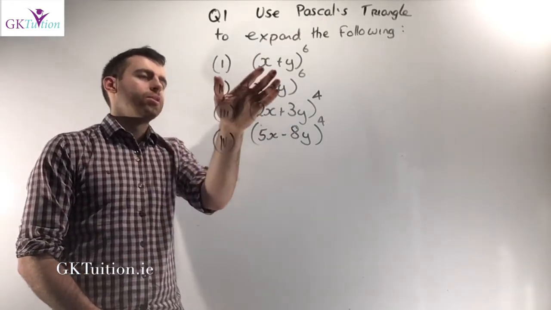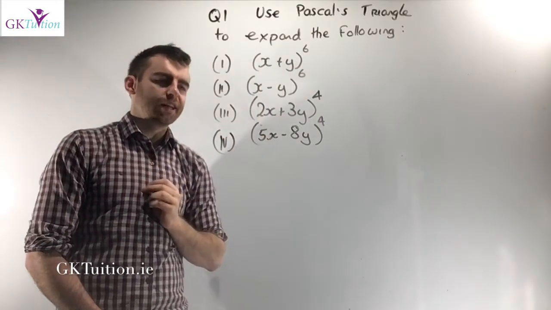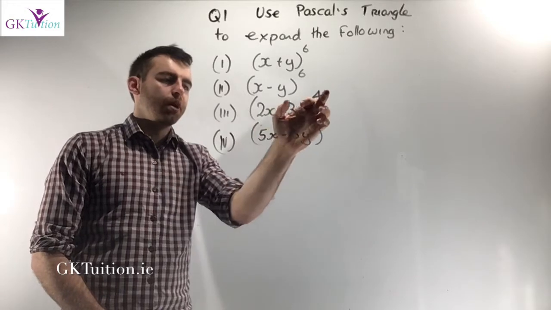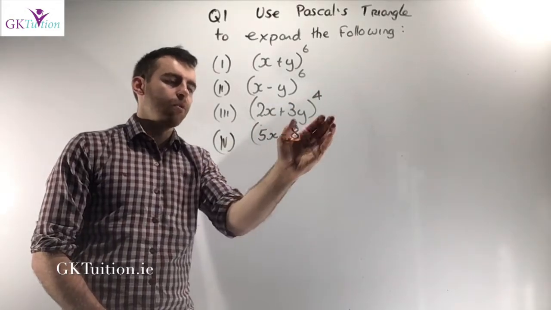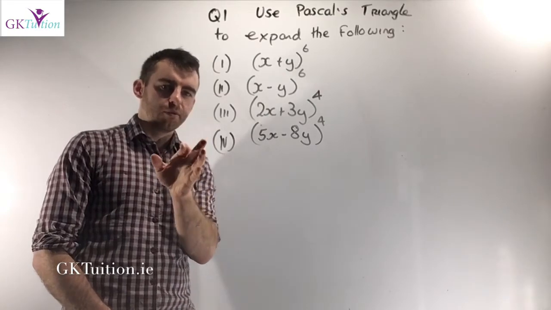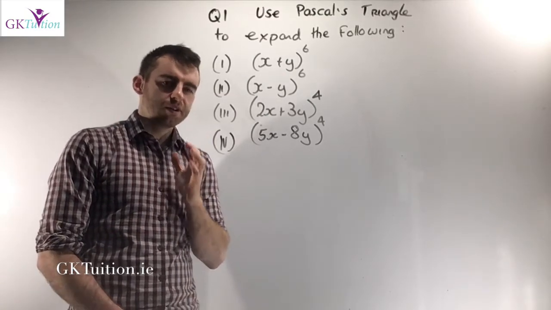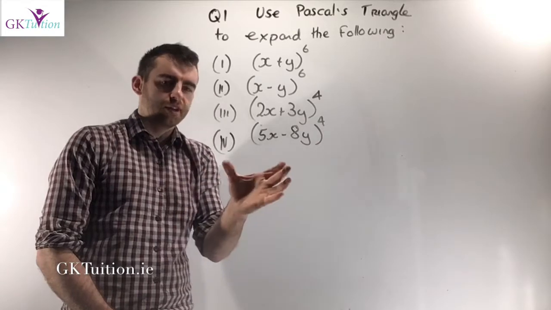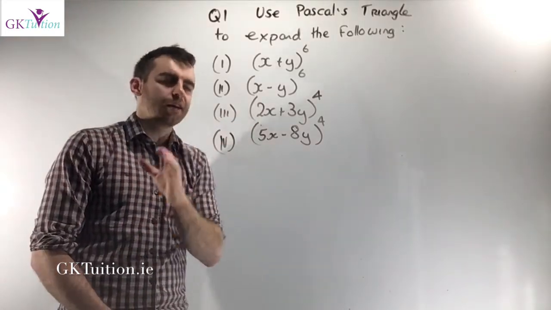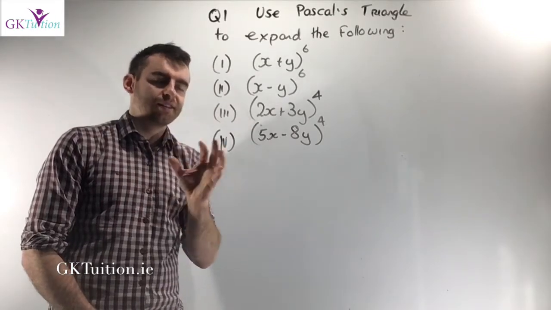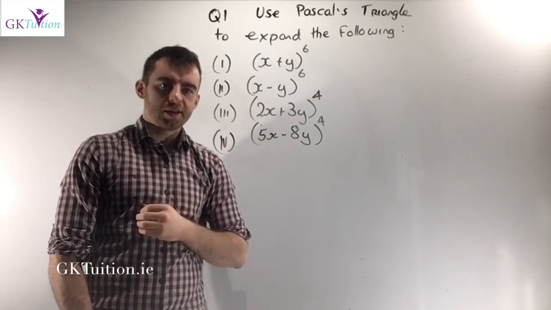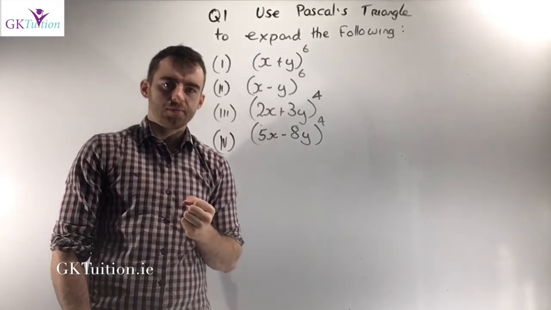So in the first one, I want you to expand x plus y to the power of 6, x minus y to the power of 6, 2x plus 3y to the power of 4, and 5x minus 8y to the power of 4. Obviously, the second two, 3 and 4, are going to be significantly harder. I want you to see how you are going to deal with it. Just follow the same logic as in my examples, and see if you can work it out. So I want you to pause the video now and work through these and then watch my solutions on it.